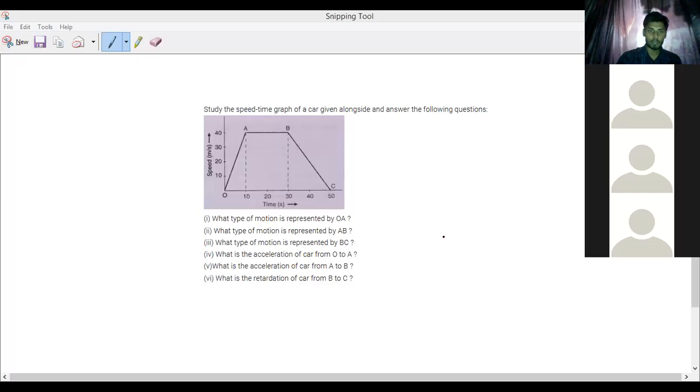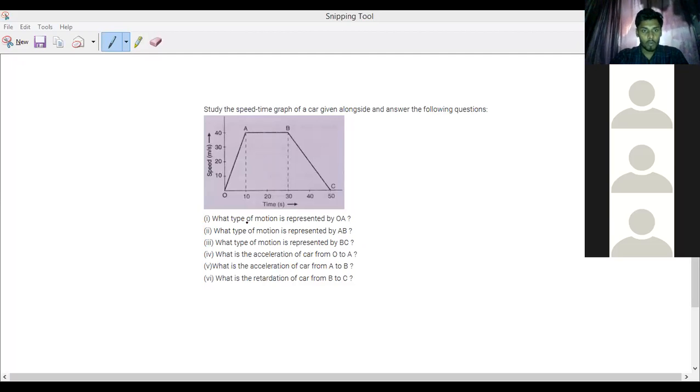Let me see who will answer. One by one. Start answering. First understand the questions. Read all the questions. Totally we have 6 questions in this sum. It will take a little bit of time. So first answer slowly.